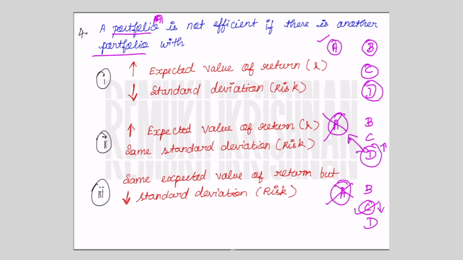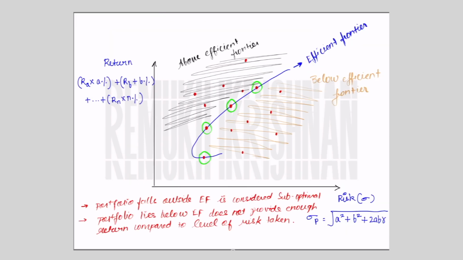So let us jump into the graph and it will be easier for us to understand. Consider this graph with x-axis and y-axis. We have return and risk. Return is the expected return, that is why we have R_A as the return, and A percentage is the expected weightage. So this is the expected return, and sigma is the risk.